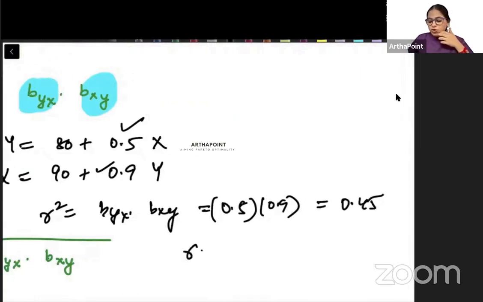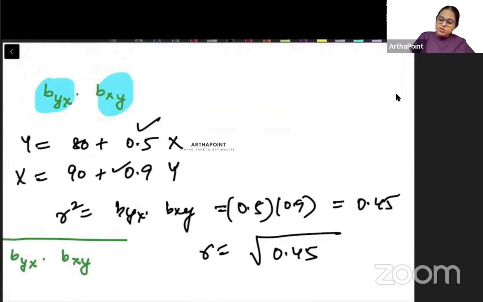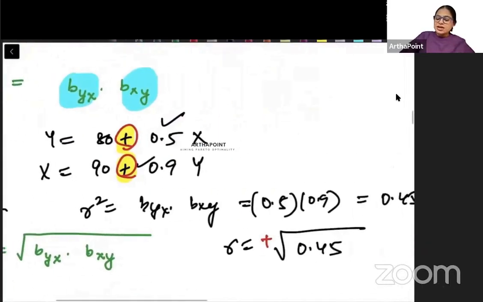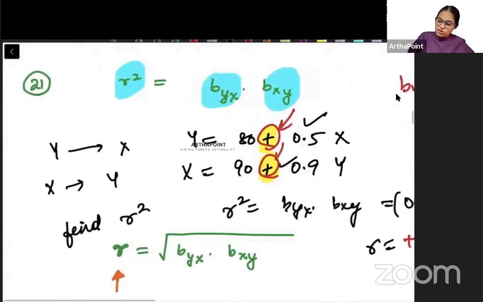Right? And if I ask you what will be R, it will be under root of 0.45. Now, whenever you take under root, you have to know that the sign can be positive as well as negative. So we will always go by the sign of byx and bxy. So since this sign is positive, this will be positive. Another thing which is important here is that byx and bxy will always have the same sign. So this sign and this sign must be the same. They will always have the same sign. Just remember this. Very important.